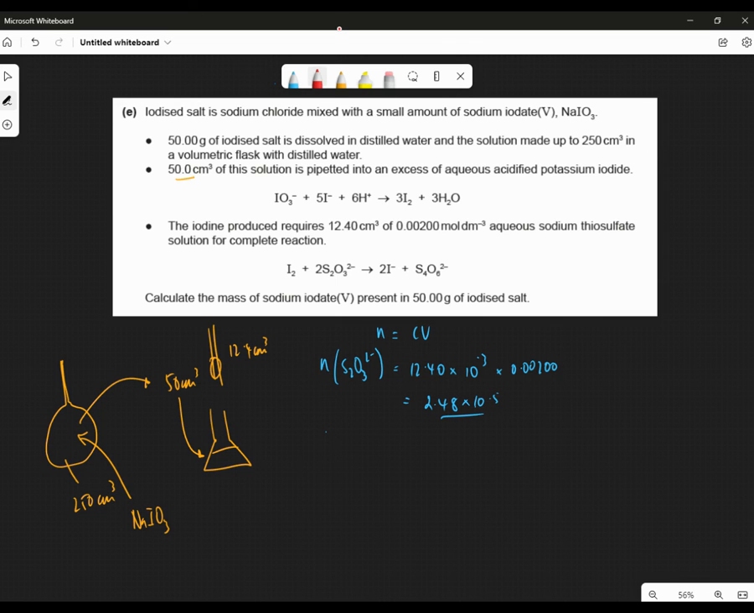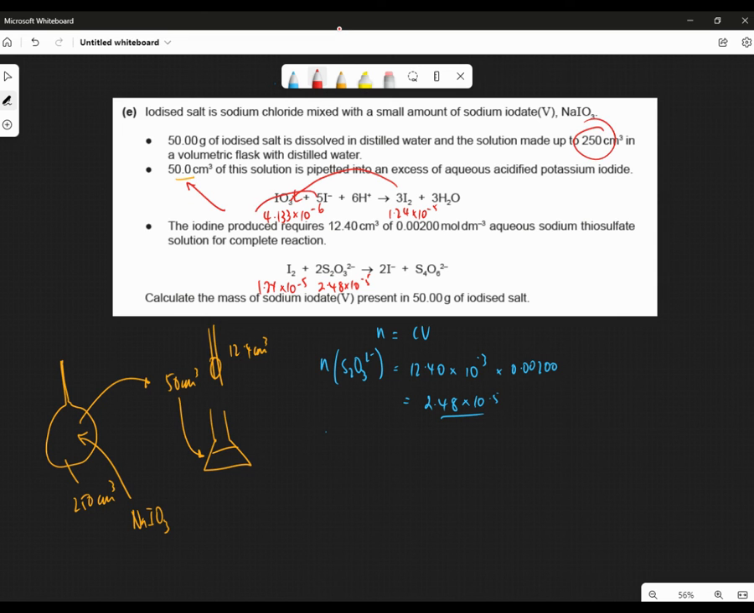I'm going to put that where it belongs here: 2.48 times 10 to the minus 5. Therefore, that number divided by 2 is going to give me the number of moles of iodine, so that's 1.24 times 10 to the minus 5. Now I'm going to divide that number by 3 to get the number of moles of iodate. That gives me 4.133 times 10 to the minus 6. So that's how much is in 50 cc's of our 250.